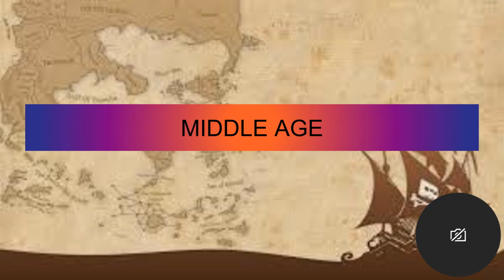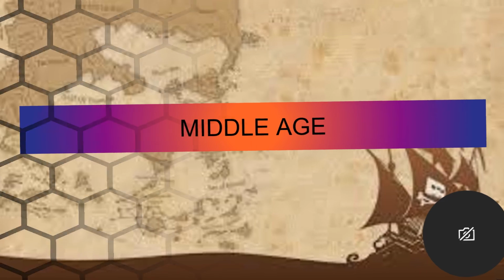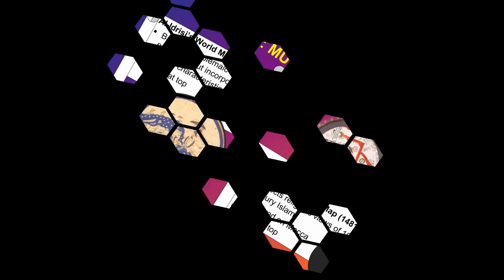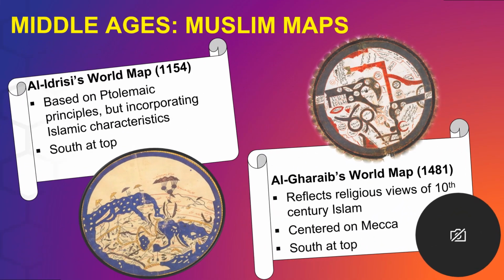Now we have the Middle Age, that is the medieval age of cartography. So, Middle Ages Muslim maps. What were the contributions of Muslims in cartography? There is one, that is Al-Idrisi's world map in 1154. It was based on Ptolemy's principles but incorporating Islamic characters.